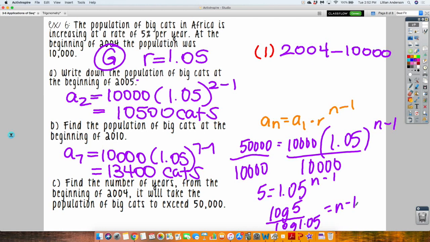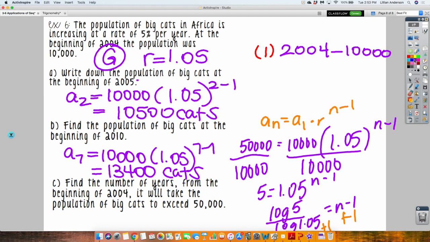Now what do I do? The log of our answer divided by the log of our base. All of that equals N minus 1. When I type that in and I get a decimal, I am not going to round. I round after I do my final step. What's my final step? Add 1. So I'm going to type plus 1 into my calculator after I figure out what that decimal is, and then I round that.